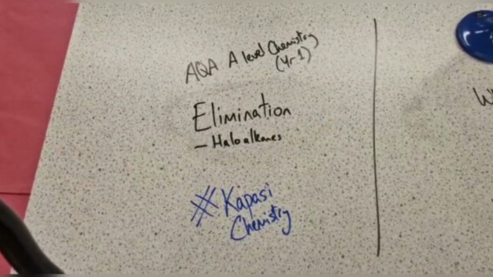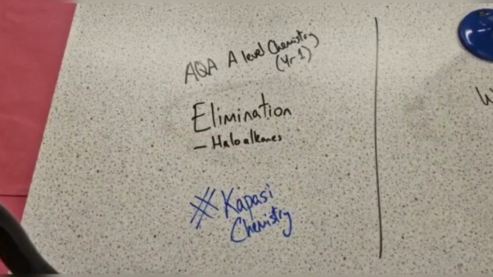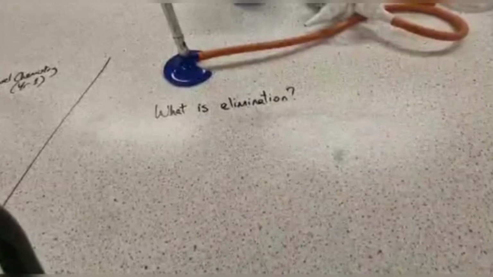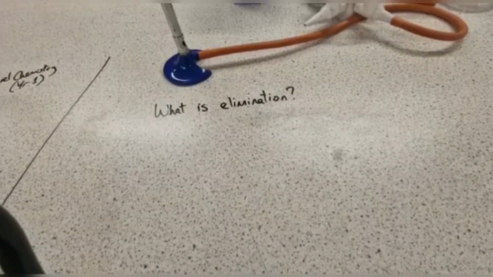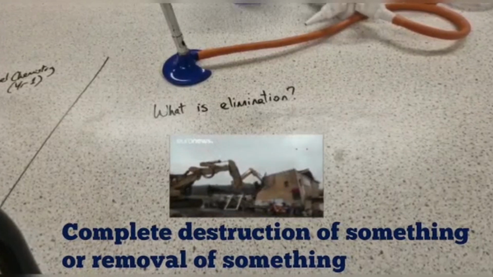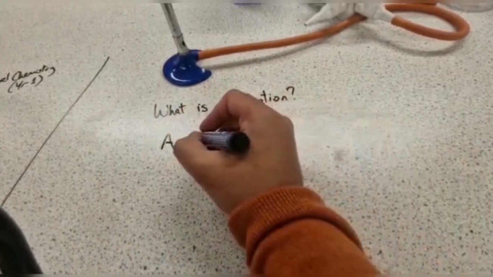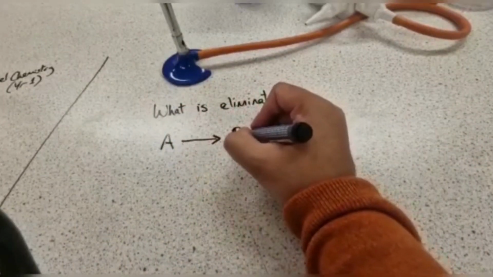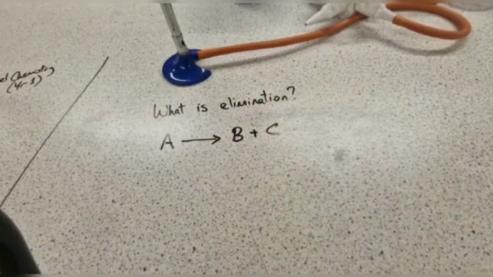This one is all about elimination in the haloalkanes topic in year 1 of AQA A-level chemistry. Now the first question is, what is elimination? Elimination according to the dictionary is the complete destruction of something or the removal of something. And in this case, we start off with a molecule, we'll call it A. It turns into B, and a small molecule is removed.